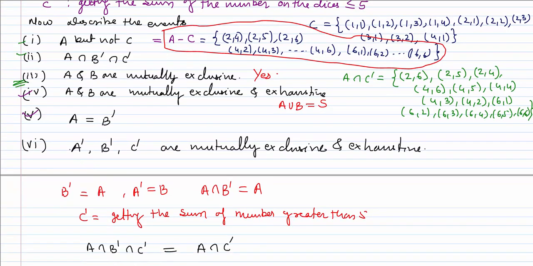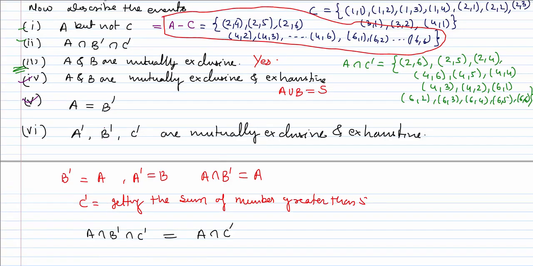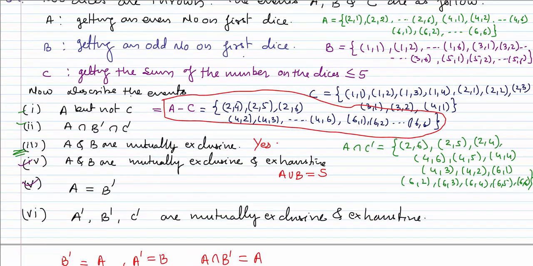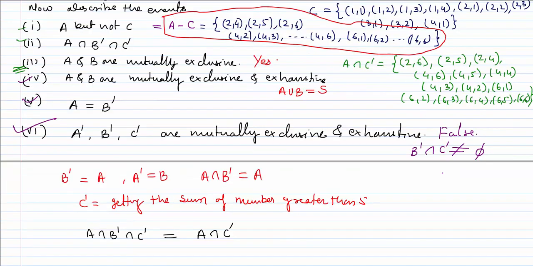Now what about A complement, B complement, C complement being mutually exclusive and exhaustive? A complement and B complement are mutually exclusive, but B complement and C complement are not mutually exclusive. You can see B complement intersection C complement is not empty. So the statement is false. This is a false statement.